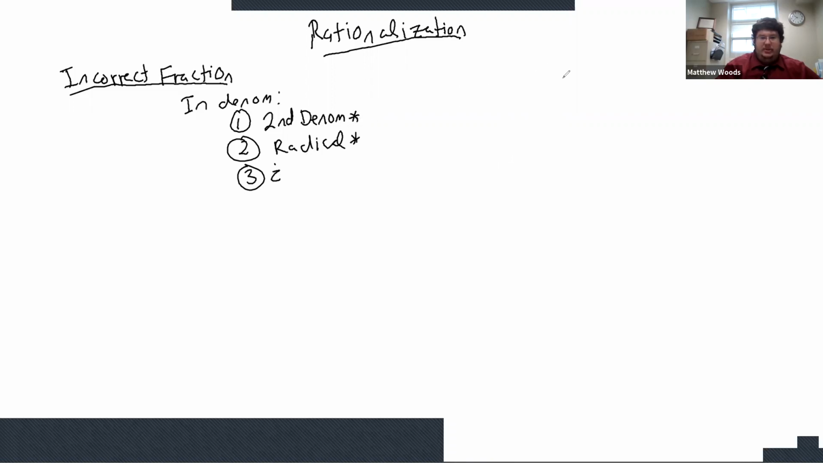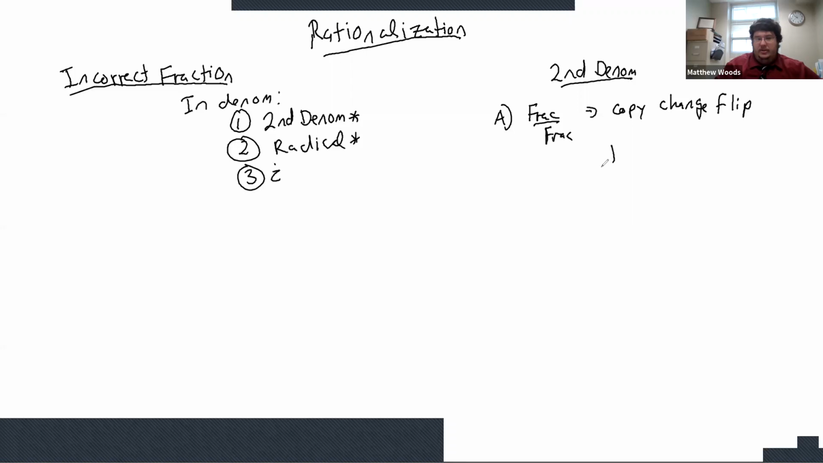So what does the second denominator look like? Let's start with that. Well, it could come in one of two flavors. You could have fraction over fraction, in which case you copy, change, flip. I talked about this way back in one of those early videos that I did with dividing fractions.